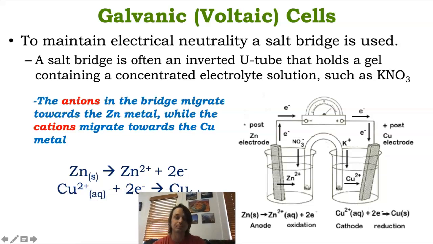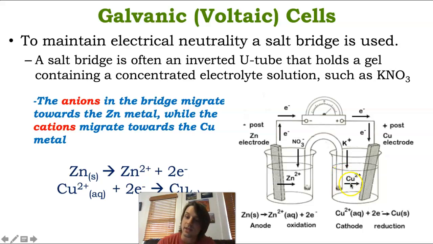Okay, so the anions in the bridge migrate towards the zinc metal because more positive ions are being produced here. So that zinc is dissolving and releasing electrons. So here I would have a buildup of positive charge. So I need the negative ions to move in this direction in the salt bridge to keep this solution neutral.